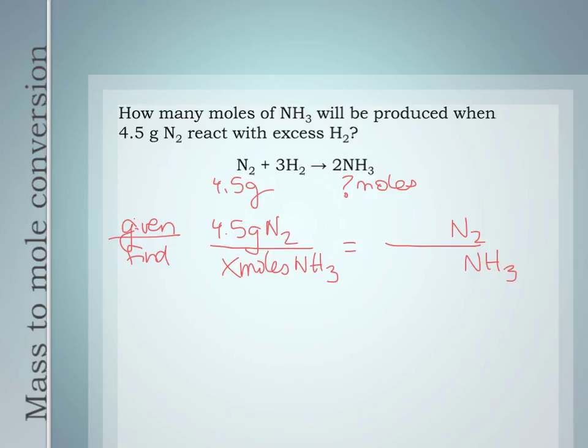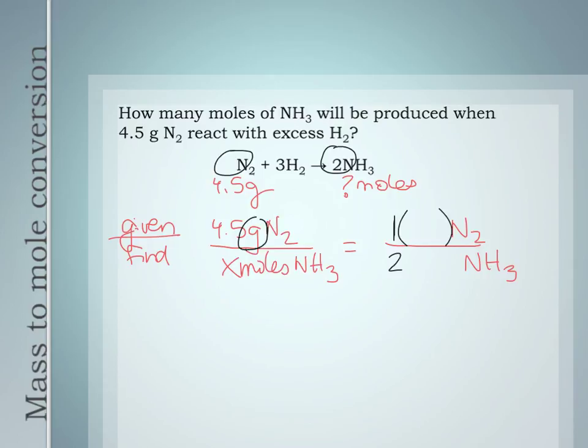Okay, I'm always going to use the coefficients. So I can go ahead and put my coefficients in. Coefficient in front of the N2 is a 1. And the coefficient in front of the NH3 is a 2. Now I need to figure out which one needs a molar mass. Okay, the only ones that need a molar mass are the gram ones. So the only time we have grams is here. So this guy here needs a molar mass.